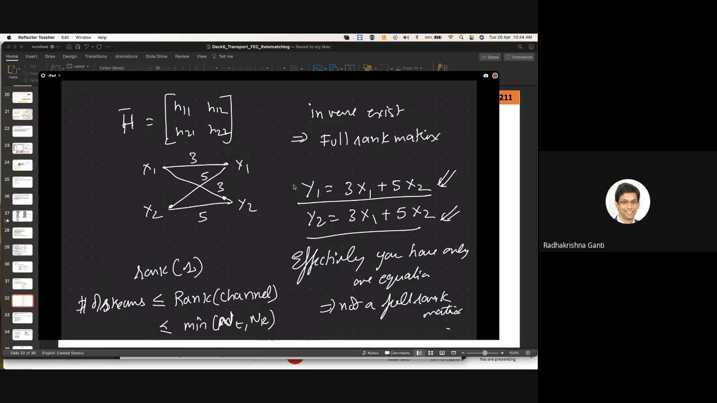So essentially the channel is collapsing. Effectively, you don't have two parallel streams. The channel cannot support two parallel streams in this particular example. I mean, you can come up with lots of examples like this. Fine. Any questions?